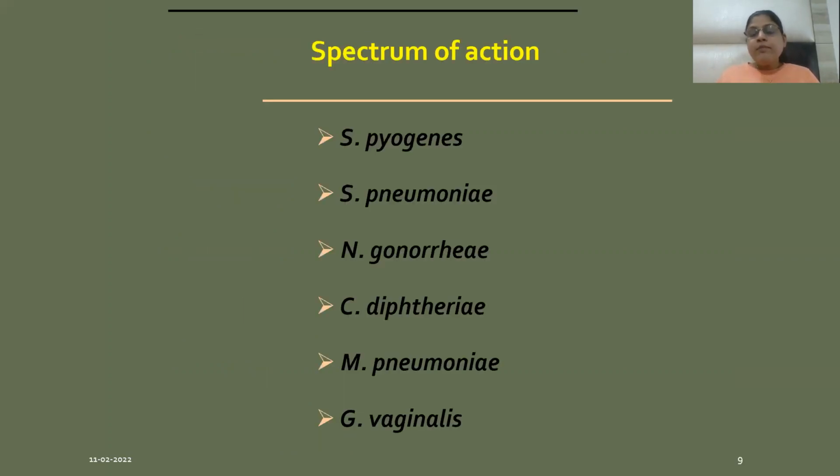The spectrum of activity of macrolides is that they are effective against mostly gram-positive bacteria, that is gram-positive cocci and gram-positive bacilli, and some gram-negative bacteria also. These are second-line drugs of choice to the penicillins, and are used when the patient is allergic to penicillins. Then we use these macrolides.